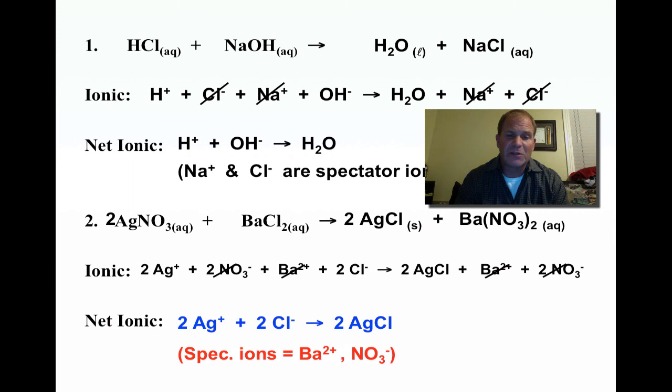But in this situation, my spectator ions are seen as my barium and my nitrate. We'll work more on these double displacements later on.